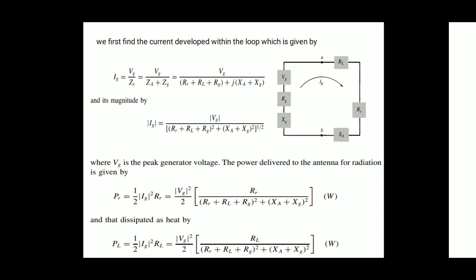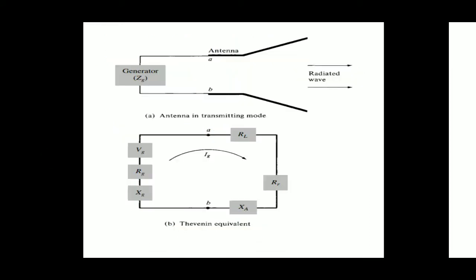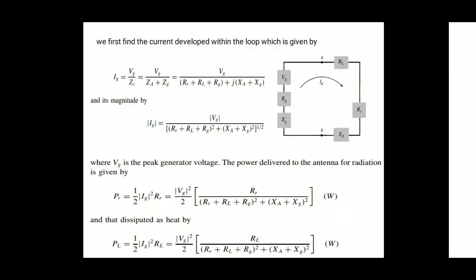So it is converted into magnitude form, where we square the imaginary part term, and then you can see this. Vg is the peak generator voltage.